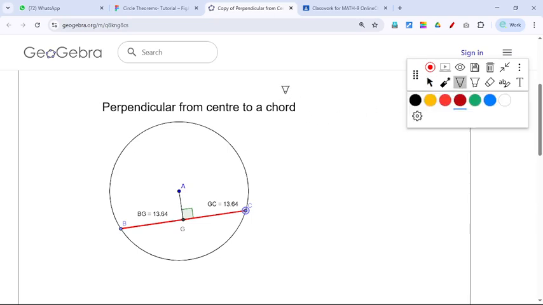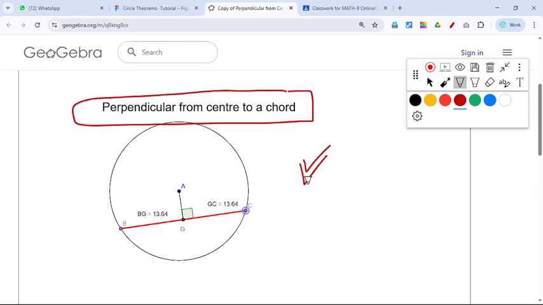So this is the second theorem, perpendicular from center to a chord.